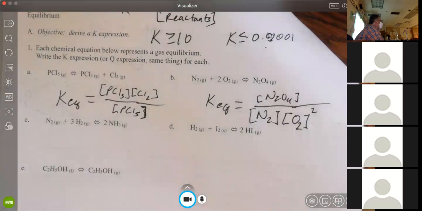So aqueous solutions are in water. They're dissolved in water. Why don't we include water? Because water is non-reactive in it. All it is is a method of getting the particles spread out so that they can collide more. Aqueous actually means that it's in there, but it's a spectator.